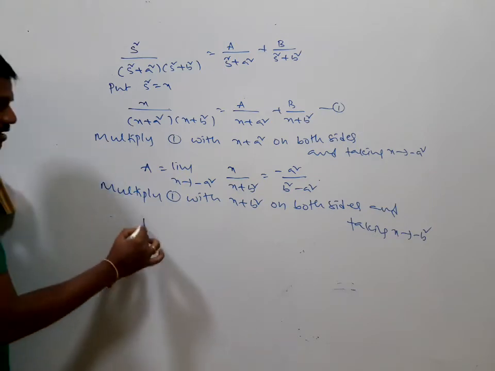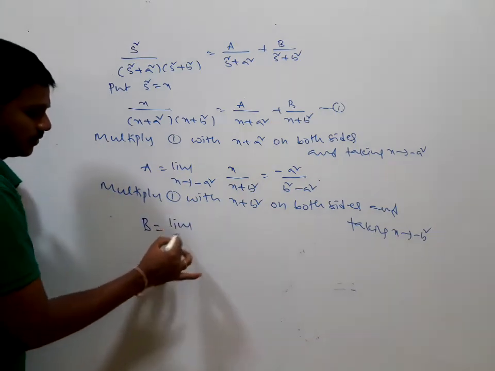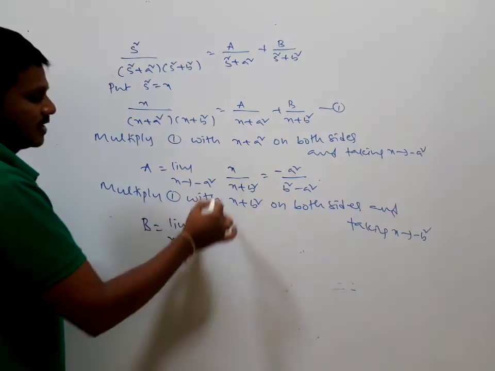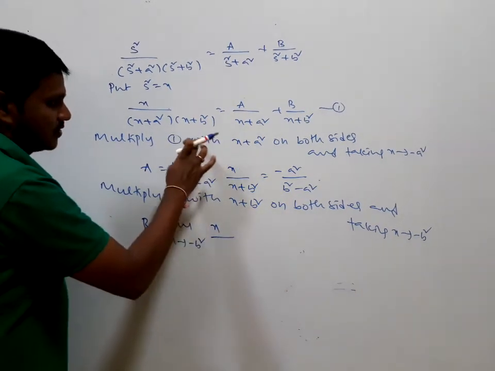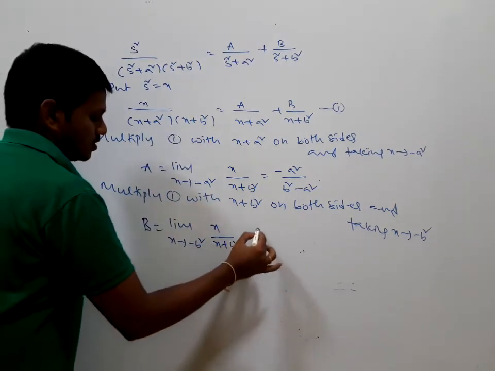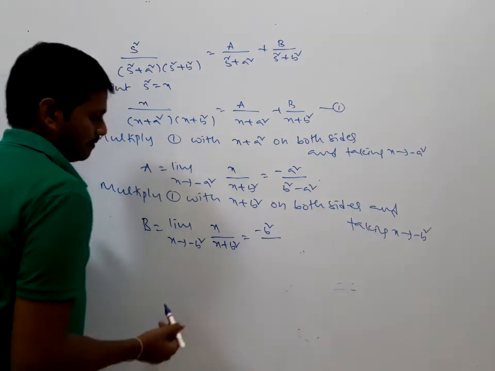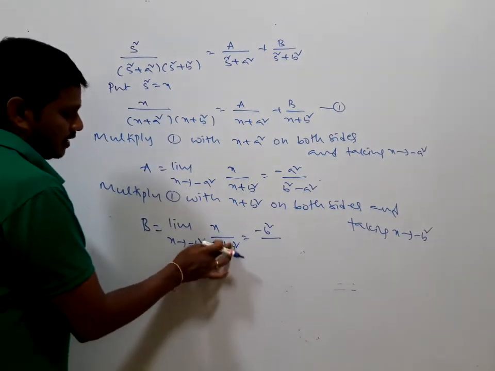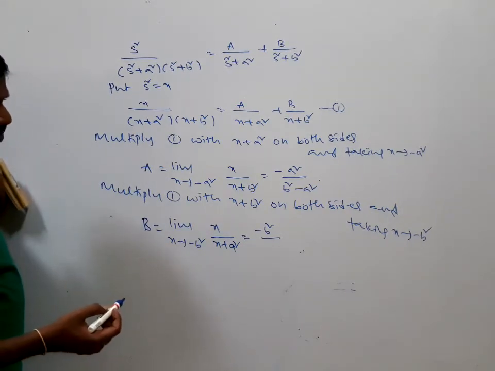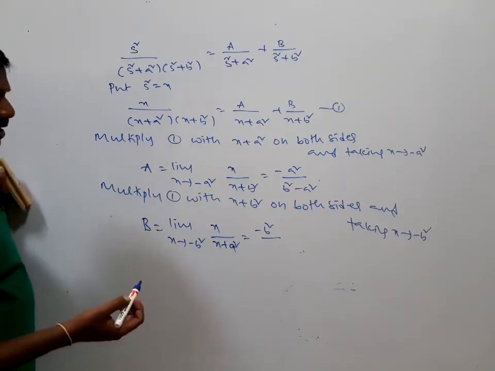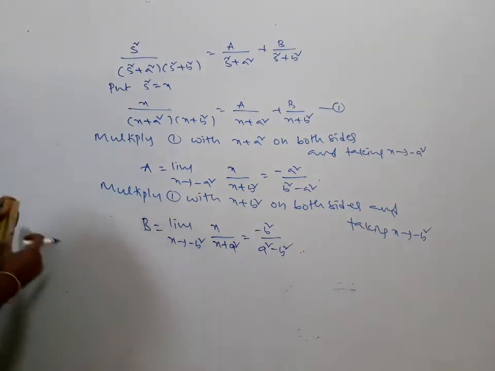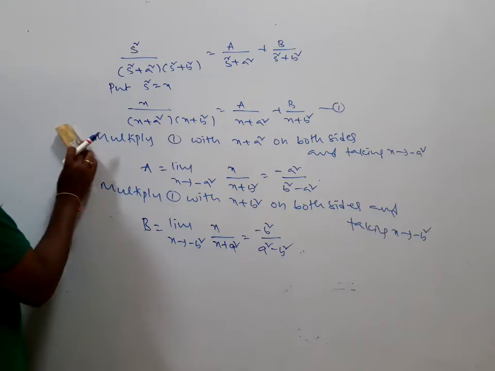So b is equal to the limit x tends to minus b square of x divided by x square plus x plus b square. The x plus b square cancels, and we have x square plus b square, so minus b square divided by, not here, a square here. So we have a square minus b square, yes, a square minus b square. So we have a and b, and now I am going to substitute a and b here.